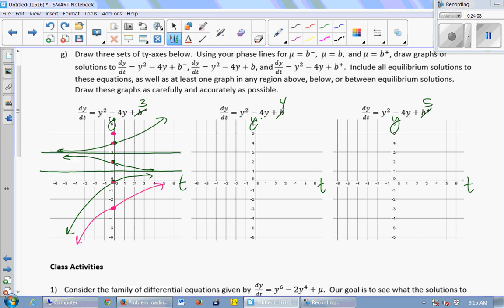If I had picked 0, 5, it would look just like the one I drew at 0, 4. It would just be up a little bit. Qualitatively, they'd be the same. If I had picked this point, right, it would look like this.